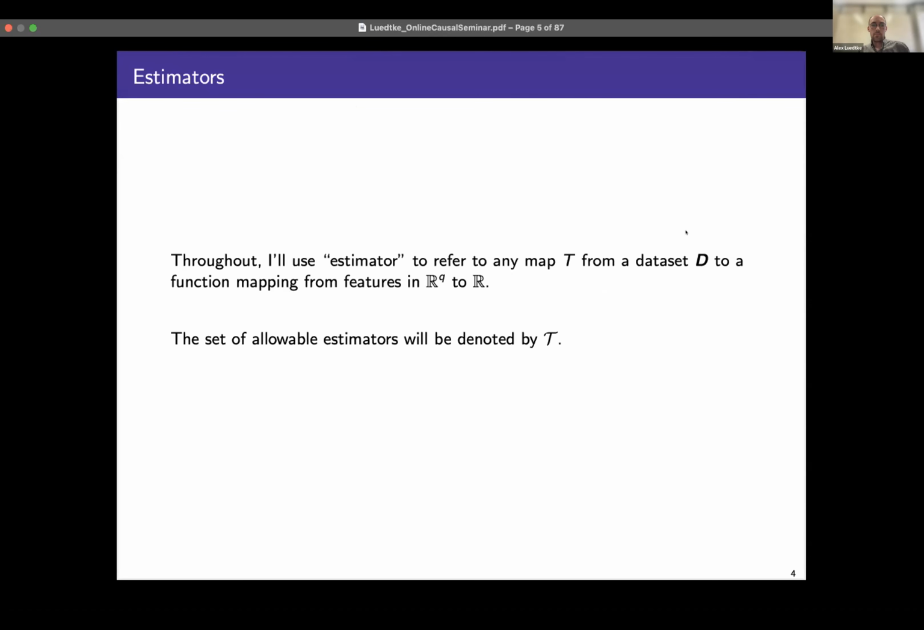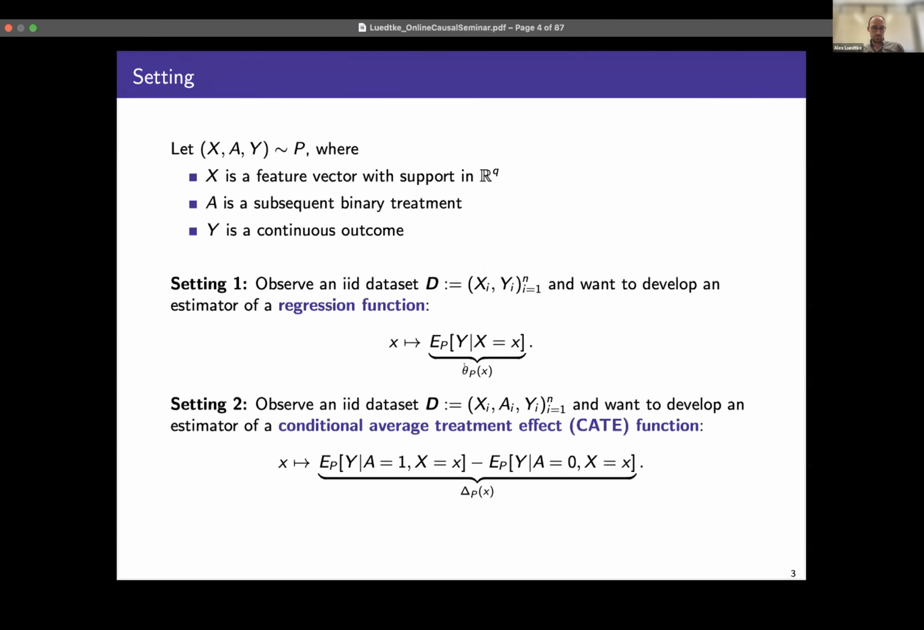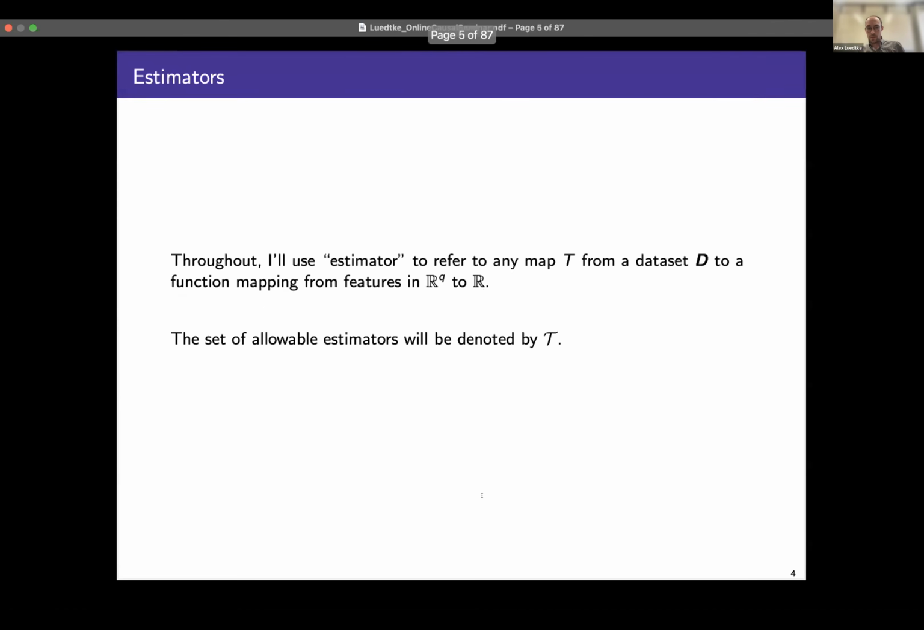Throughout, just to make sure we're all on the same page on terminology, I'm going to call an estimator any map that takes as input a data set and outputs a function mapping from features to the real line. So an estimator has to take as input a data set, and in our case, it's going to output an estimate of either the regression function or the CATE function, depending on which setting we're in. And I'll denote the set of all allowable, all feasible estimators that could possibly be considered, by this script T here.